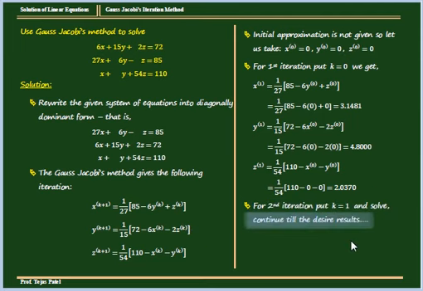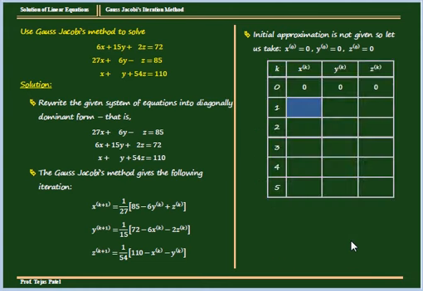Continue this till the desired result, but we can see that to write all this and calculate all the steps takes too much time, so we are going to use table form. In that, after initial approximation we have to make this type of table. Now यहाँ पे initial approximation 0 0 0 है, so in the first row it is 0 0 0.